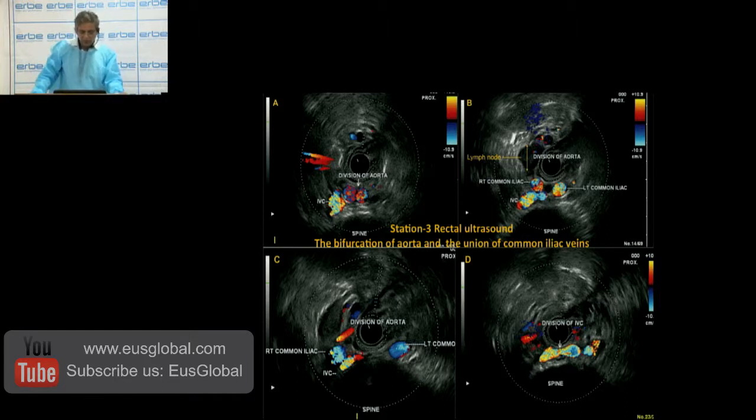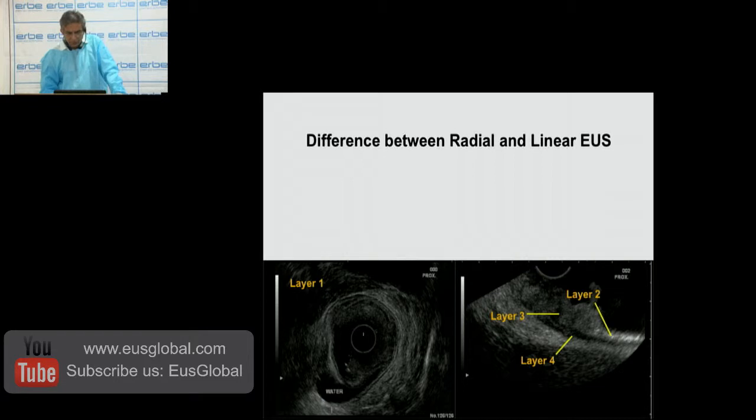What is interesting in this image is that where the division of the aorta is seen near the right iliac artery, there was a lymph node close to the division of the aorta, and this indicates inoperability. So the question is, would you like to have a linear or a radial endoscopic ultrasound scope?